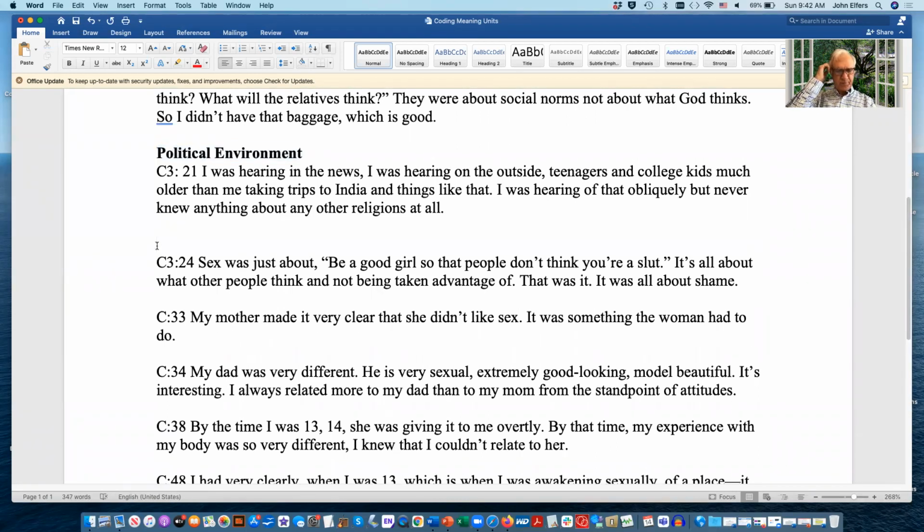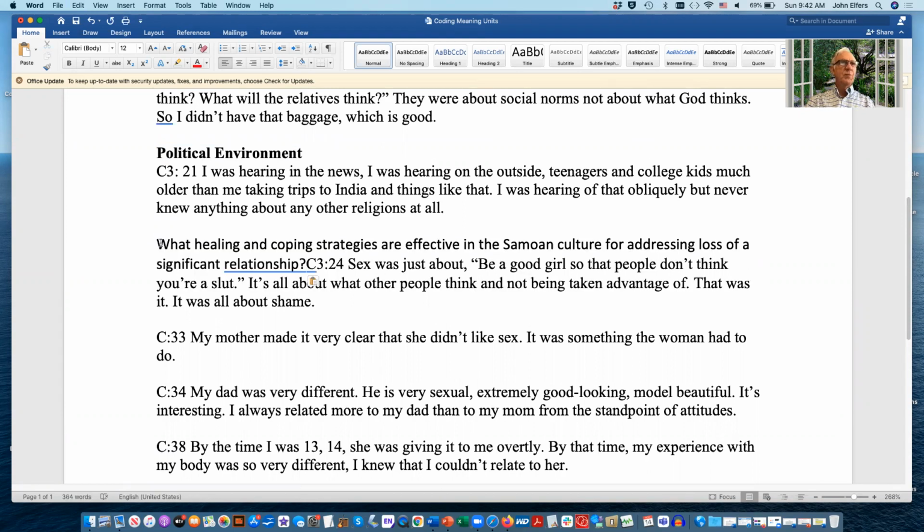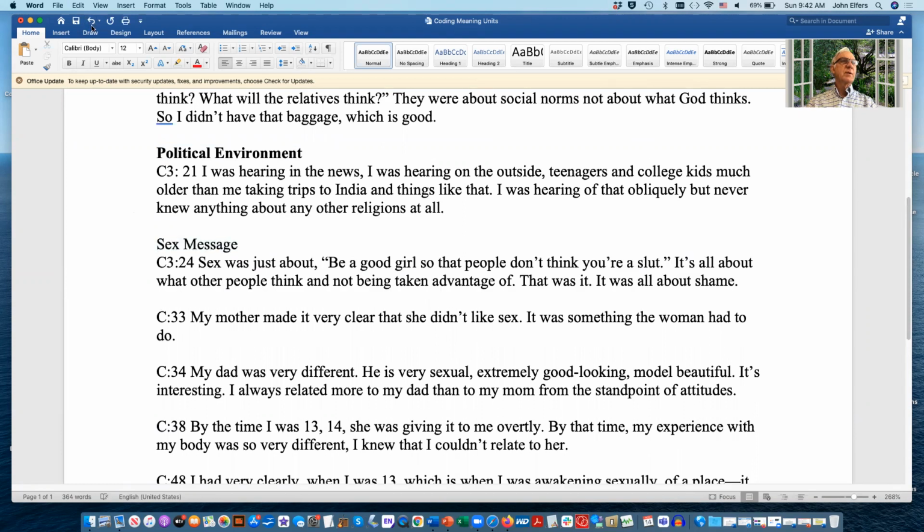So this one was just about being a good girl so that people don't think you're a slut. It's all about what other people think, not being taken advantage of. This sounds like a sex message. Okay, that's what I'm going to put on this one, okay? Whoops. That's not what I wanted to do. I wanted to bold that. Sorry. Okay, there we go.